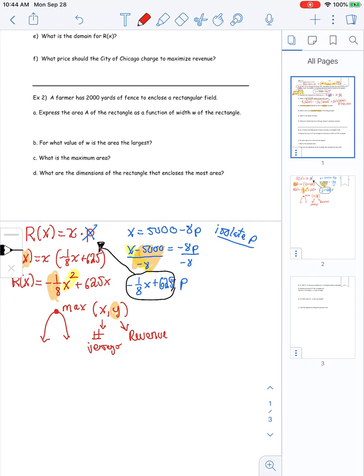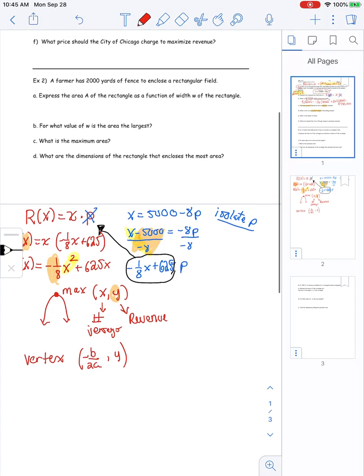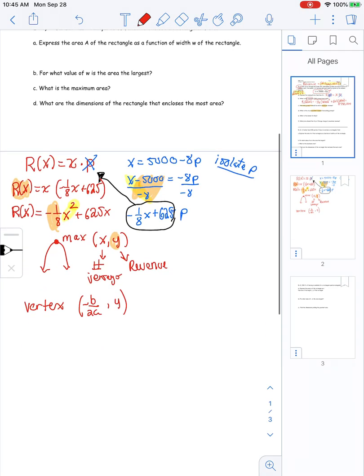Now we can do this one of two ways. We can find the vertex by hand, since we've learned how to work with quadratics, or we could graph it on the calculator and find the maximum there. I'm going to find it by hand first. Since this equation is in standard form, I'm going to use the formula opposite of b over 2a to find the x value, and then I'm going to have to plug that back into the equation to get the y value. So back up to our equation.